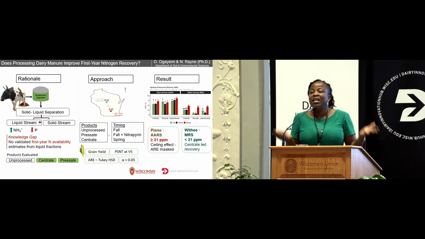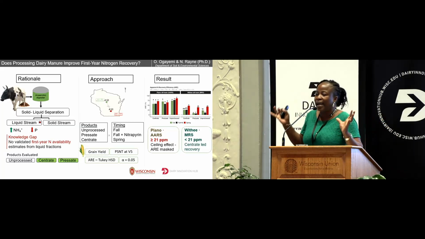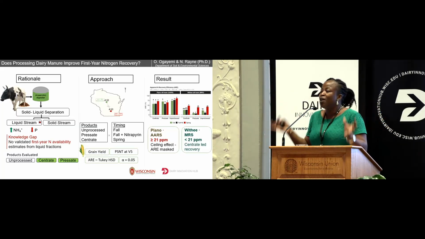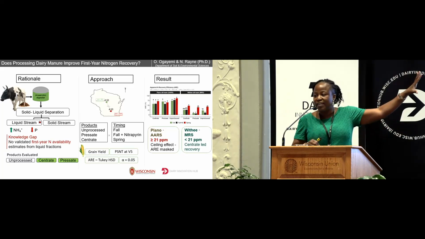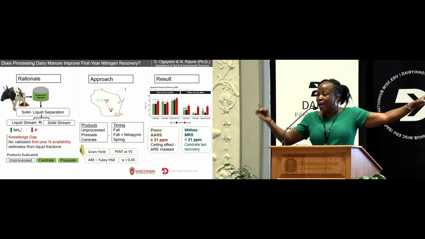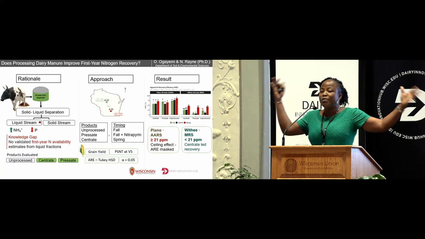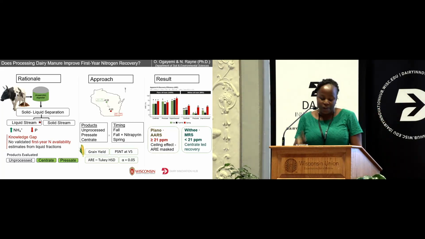So this study is able to create a scientific foundation for processed manure, which will really give data to farmers as a guide to let them know what the nitrogen recovery is from these different products. This is the first-year data, while the second and third years will be for the residual effect. Thank you very much.